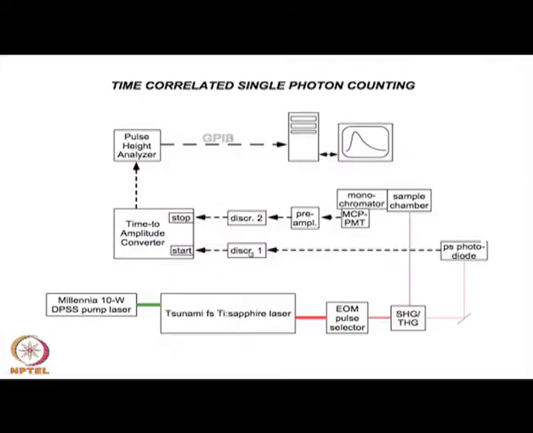And this trigger is based on these photodiode pulses. So, discriminator 1 gives the start, and then the sample chamber, then via monochromator there is a PMT, then amplification, and then it is given to the discriminator, and it provides you the stop. Okay. And this is the TAC, time to amplitude converter, and then this is the pulse height analyzer, or multi-channel analyzer, and ultimately it is given to the computer to give you this photon counting histogram.